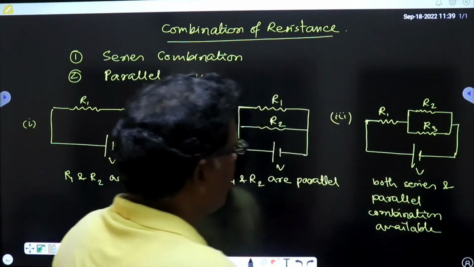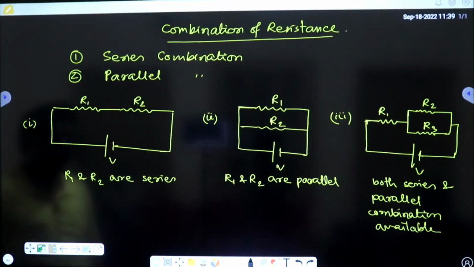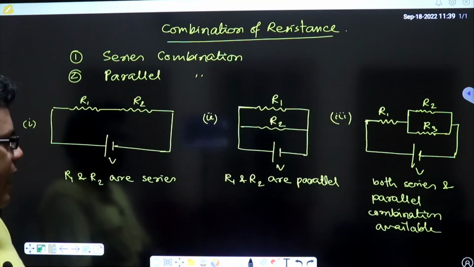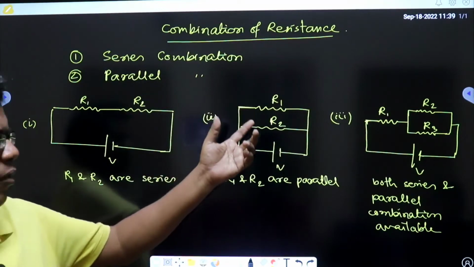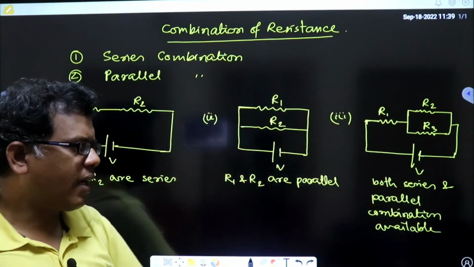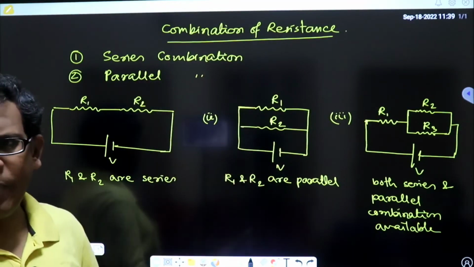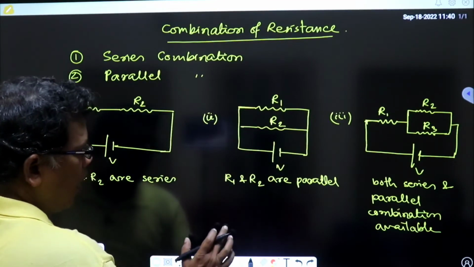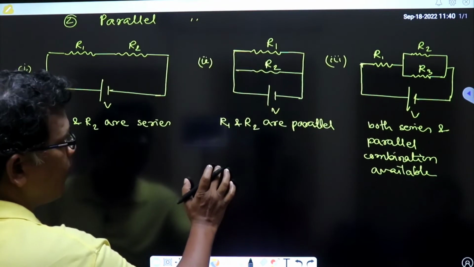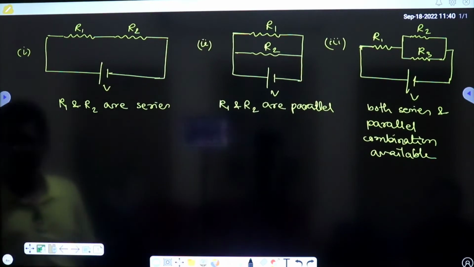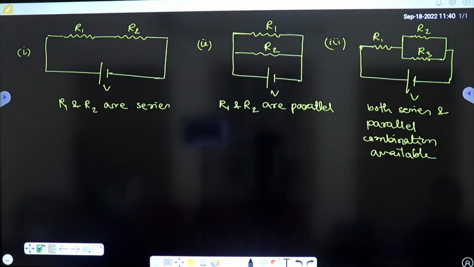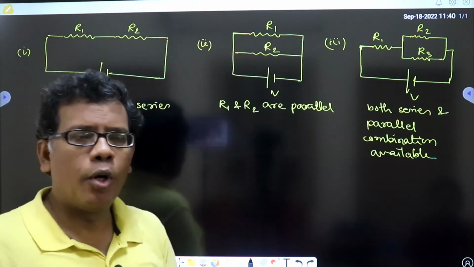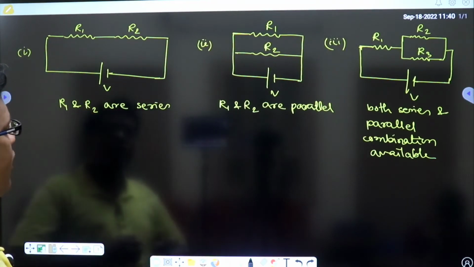So here I can see in one arrangement there are resistors with series arrangement. I can see another one where only parallel, and a third type of circuit where both series and parallel combinations are available. Now the question arises: what is the use of taking more than one resistors in one circuit? What is the significance or importance of more than one resistors?